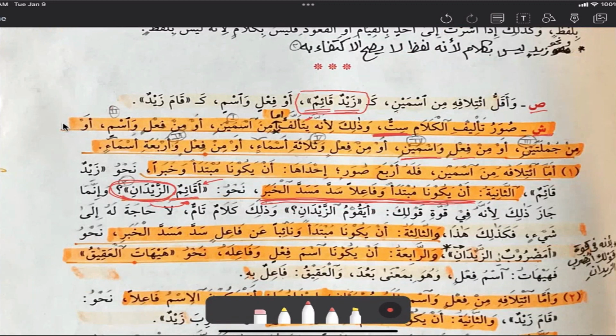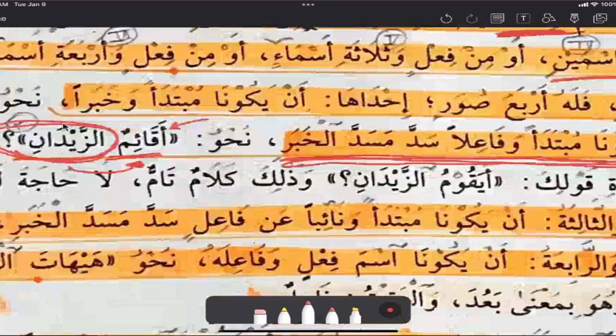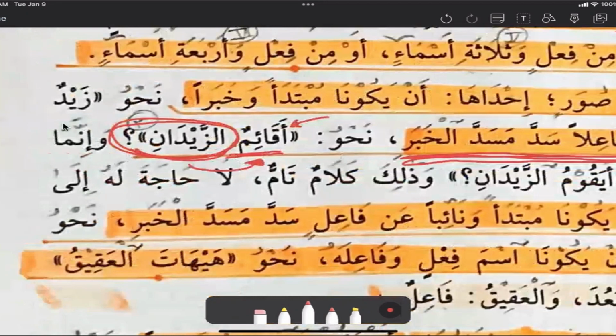So you might not completely understand what I just said now. What should you go away with here as we move on? That in this sentence, there's a nominal subject, it's not a verb, and there's a verbal subject, it's not a true predicate, but it's acting like a predicate. It's filling the space of a predicate. That's the meaning of sadda masadda al-khabar, fills the space of the predicate.